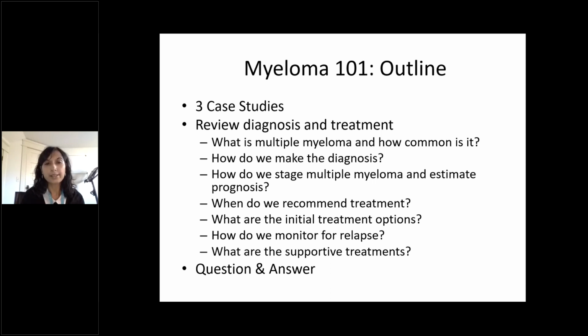So as we go through the case studies, I'm hoping we'll address the questions that I've listed there. So what is multiple myeloma, and what are some of the epidemiological features, like how common it is, how do we make the diagnosis, what's involved with staging and prognostication, at what point do we recommend treatment, and what does the initial treatment look like, how do we monitor for relapse, and what are some of the supportive care treatments. And I'm hoping, most importantly, that there's a good amount of time for Q&A. I know a lot of our patients really benefit from that.